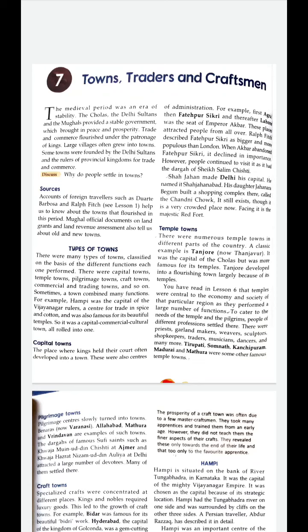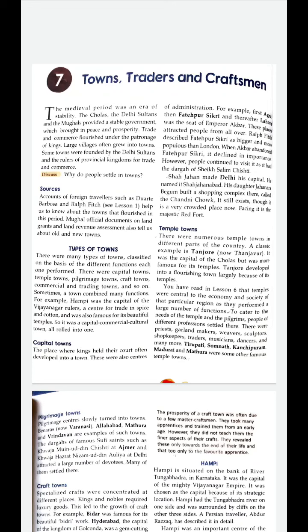That is, from where we get to know about it. That is through accounts of the foreign travelers such as Duarte Barbosa and Ralph Fitch. They help us to know about the towns that flourished in that period. And even Mughal official documents on land grants and land revenue assessment also tell us about the old and new towns. What were the sources? The sources through which we get to know are foreign travelers and, secondly, the official documents.